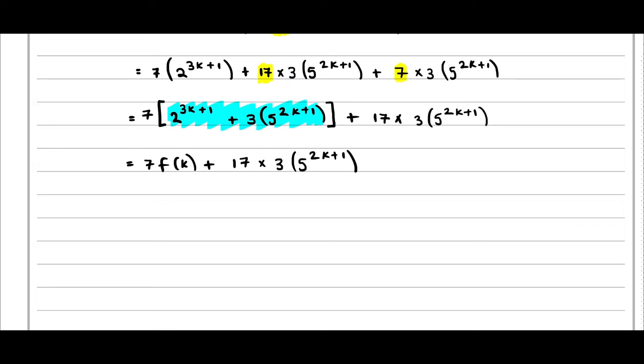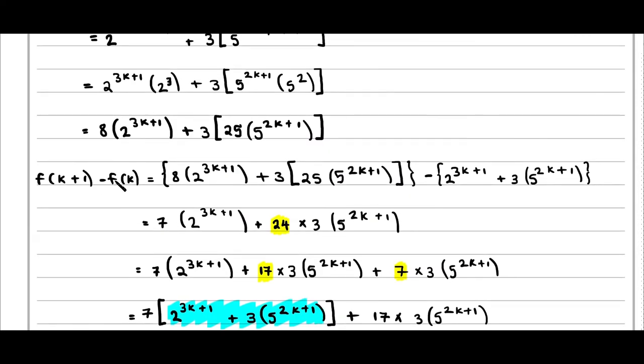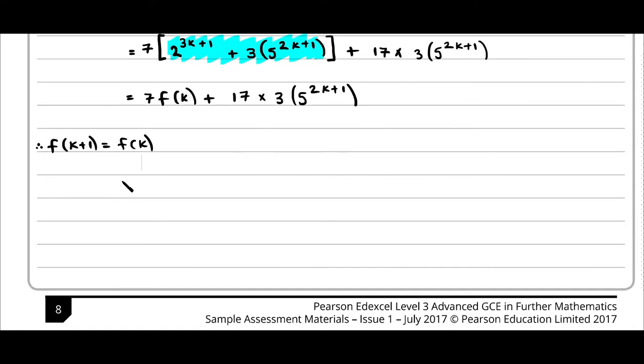Okay, and therefore we can conclude f of k plus 1 is equal to f of k. So all I'm doing is taking this f of k to the right hand side. So we have f of k plus 7 lots of f of k plus 17 times by 3 lots of 5 to the power of 2k plus 1.